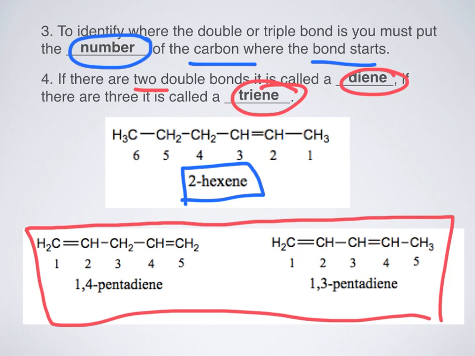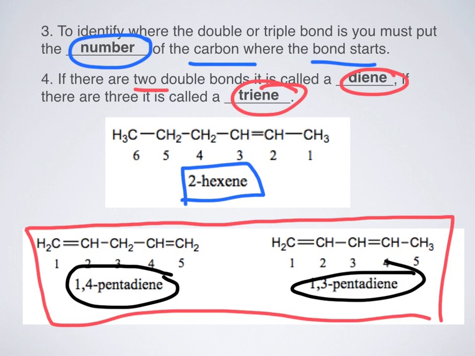Again, you won't really be seeing these, but it's still a good idea just in case you ever take another chemistry class. That's what a diene and a triene are, though. That's if you have double bonds, 2 of them, or 3 of them.